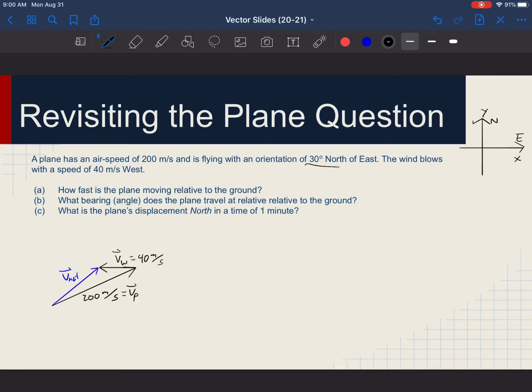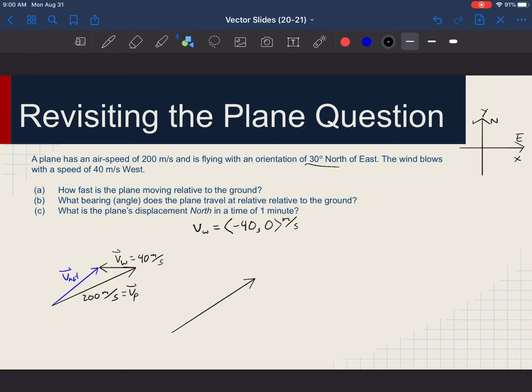Now we want to find v net, the net velocity of the plane, first by finding this vector, and then the magnitude of that vector. We want to add these two vectors, and we can't get any information tip to tail because they're not scaled, so I'm going to do it algebraically, but that means we need to find their components. For v wind, it's pretty easy to write in component form. V wind has a negative x component of 40, and it has no y component.